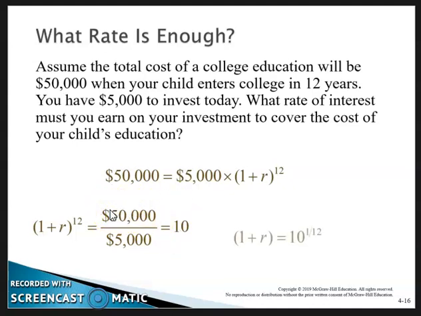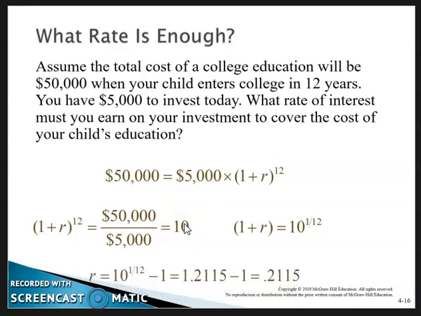And then rearrange our equation again. Since 1 plus r is to the 12th, we have to take the other side. We have to take the 1/12th root of the 10, and then we're going to subtract 1 from both sides. So r is equal to 10 to the 1/12th power, or the 12th root of 10, minus 1. So it equals 1.2115 minus 1, or 21.15%.